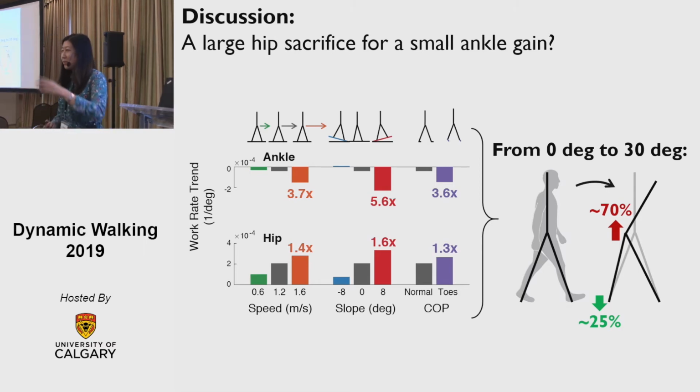This could also tie back to what Peter was mentioning earlier, about perhaps it's more efficient to use push-off from your ankle than using your hip to compensate for the collisional cost. That could be some answers. I think there might be more answers, but this is something kind of interesting that could be up for discussion.